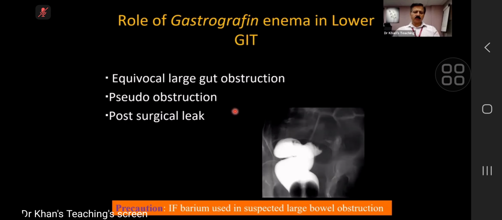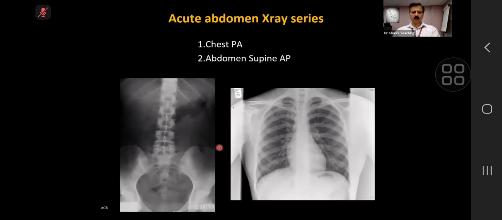Now, as far as large bowel obstruction is concerned, for equivocal large bowel obstruction you can use Gastrografin. For pseudo-obstruction, I will tell you what is pseudo-obstruction, again you can use Gastrografin. For post-surgical use, you can use Gastrografin. Post-surgical is a very important thing. Never use barium once again. So please remember it like this: if you are worried that the contrast might go out of the lumen, don't use barium. That's the take-home point. What is pseudo-obstruction? I'll come back to this.